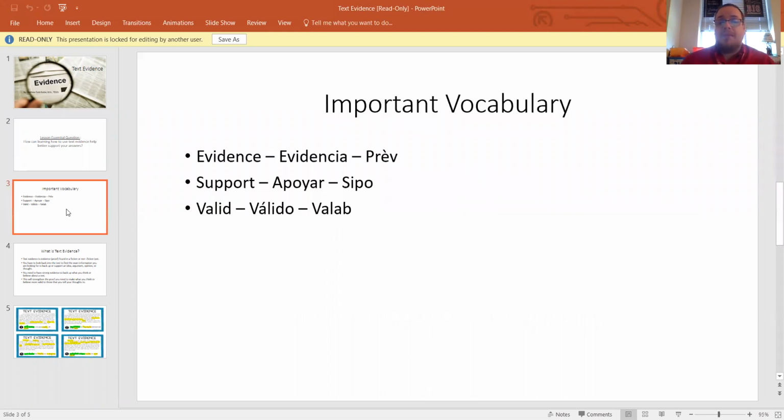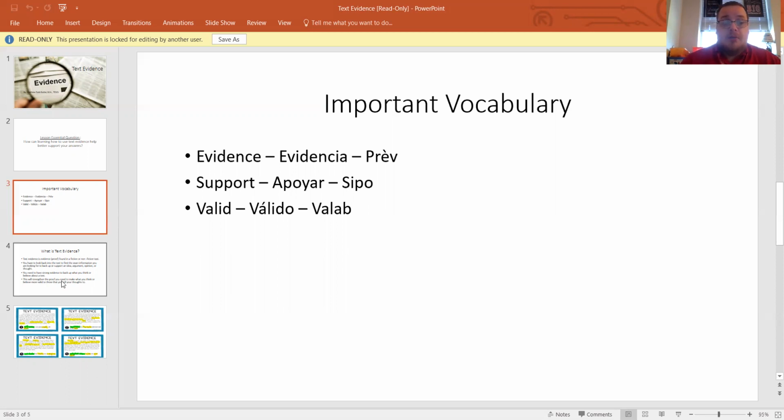Okay, so our important vocabulary are the words evidence, which is evidencia, preuve in Haitian Creole. So evidencia is a cognate because it's very, very similar to the English. The next word, support, apoyar in Spanish, you support. Sipo, so I'd say that's pretty similar to the English. So I'd say that's, if not a cognate, pretty close to it. The last word is valid, válido, valab. So I would say that válido in Spanish would be pretty close to valid, so that would be another cognate.